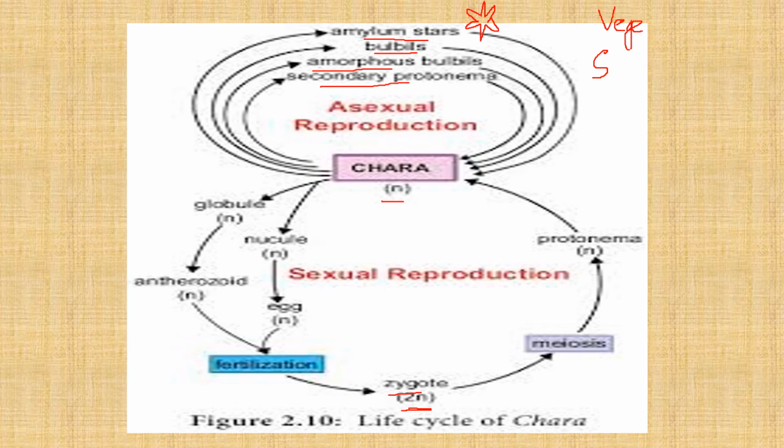The bulbils are generally much larger in size than the amorphous bulbils, and also there are the secondary protonema. So the Chara reproduces sexually by globule and nucleule. These are the two sexual reproductive structures. The globule is the male reproductive structure and the nucleule is the female reproductive structure. They produce the male sperm or antherozoid and the egg, which fertilize to form the zygote.